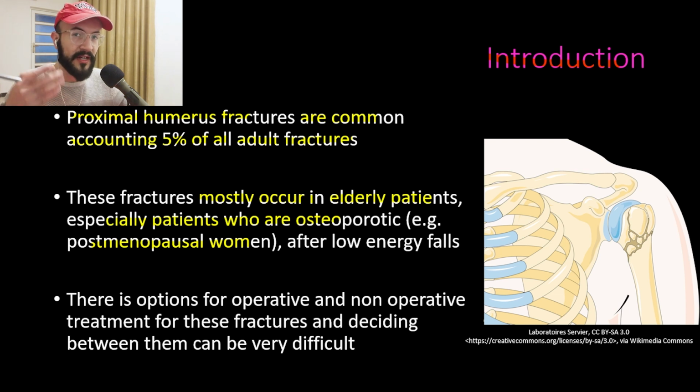Fragility fractures are fractures that occur in osteoporotic bones, and the most common ones are proximal humerus fractures, distal radius fractures, and vertebral compression fractures. Proximal humerus fractures occur mostly after low energy falls. There are options for operative and non-operative treatment for these fractures, and deciding between them can be very difficult.